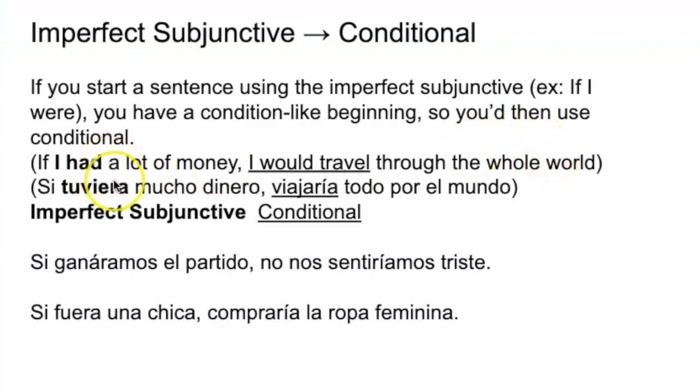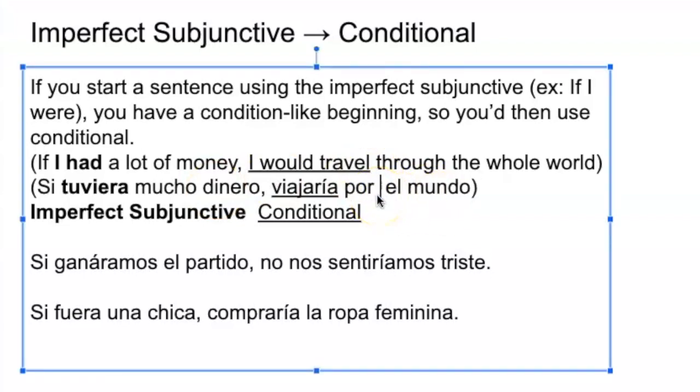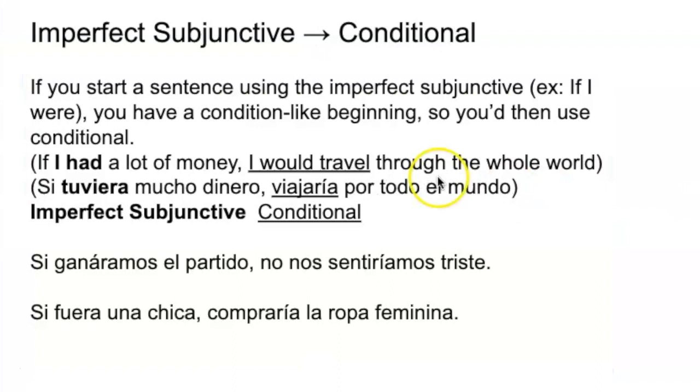Si tuviera, you could start with tuvieron, and you get rid of the ron, tuvie, and then you add the ra for the yo, and it's tuviera. So si yo tuviera mucho dinero, viajaría por todo el mundo. Oh, whoops, that's incorrect. It would be like that. And you have to know conditional too, but going into this, you probably know conditional already.